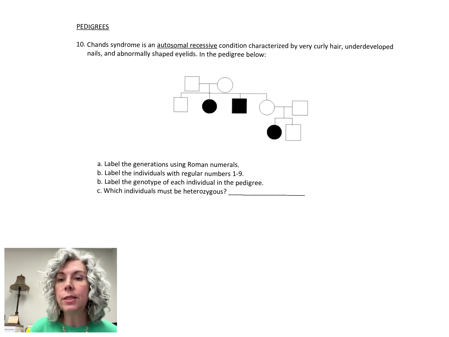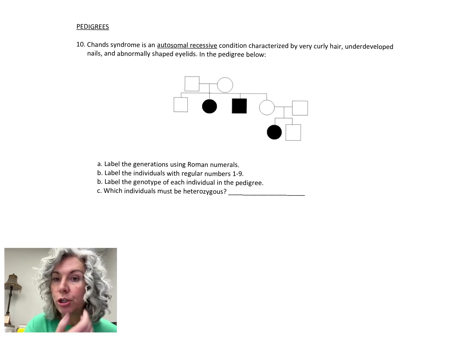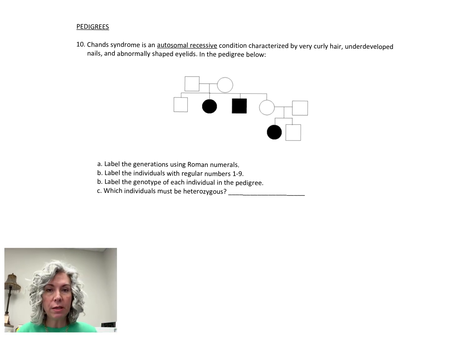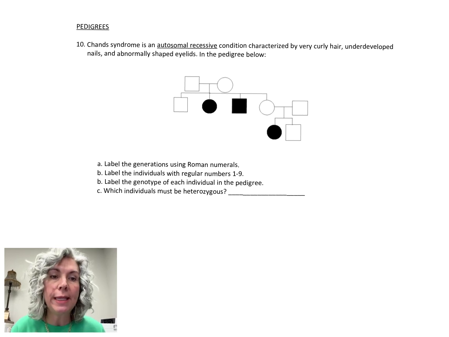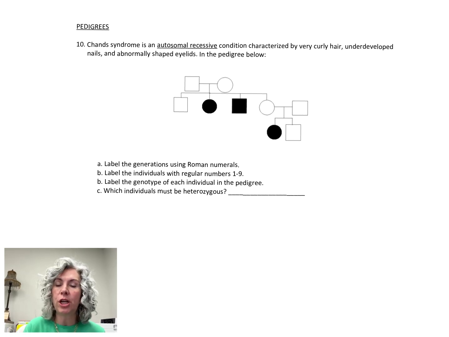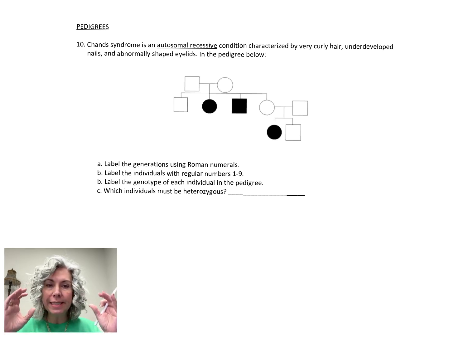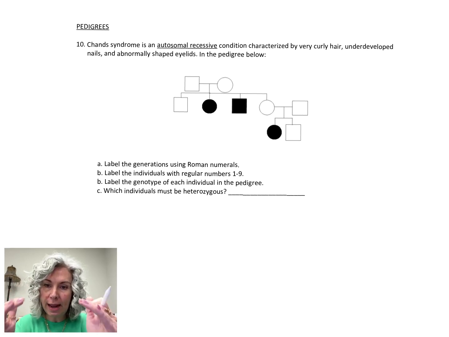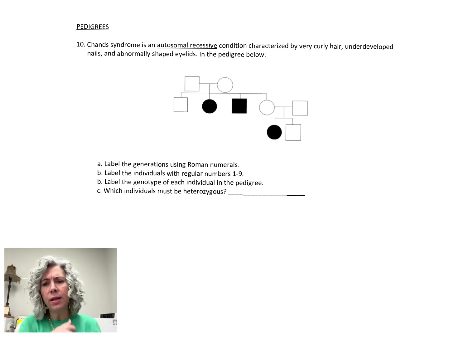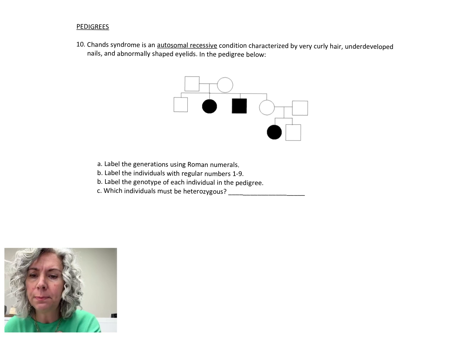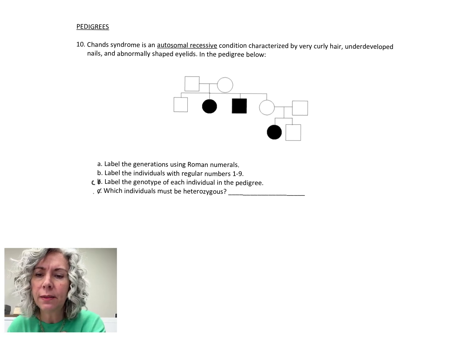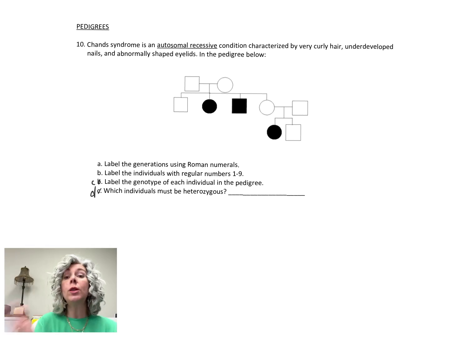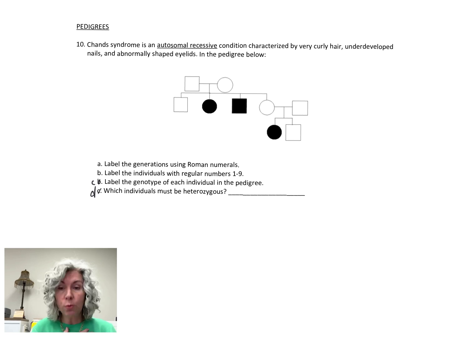All right, so let's look at this pedigree. Chan's syndrome is an autosomal recessive condition characterized by very curly hair, underdeveloped nails, and abnormally shaped eyelids. In the pedigree below, you see a little simple pedigree, only 3 generations depicted here, and then it asks us questions A, B, C, and D. Got another typo there: this should be C, and this should be D. Some questions about the pedigree. So let's work through these.